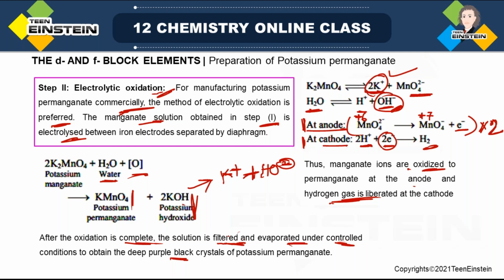So overall, what is the preparation method? First step, we are using pyrolusite, an oxidizing agent, and another reagent which is for fusion purpose. In the first step, you are getting K2MnO4, and this K2MnO4 you are now oxidizing to the ultimate desired compound, which is KMnO4. And this oxidation you can do either by electrolysis or by using some oxidizing agent. Okay.